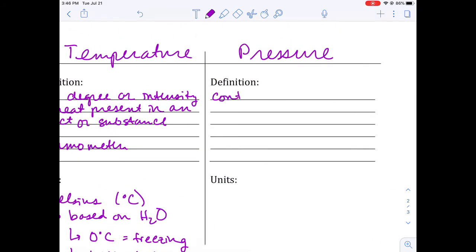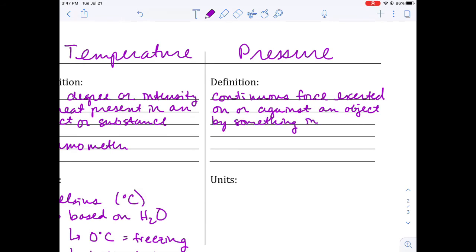Pressure is our last measurement, and it is specifically for gases with our states of matter. You can measure pressure with solids and liquids, but it's not typical, and we're not going to in this class. So we're going to use pressure for gases, which is the continuous force exerted on or against an object by something in contact with it. So we're looking at the contact between gas particles and the wall of a container.